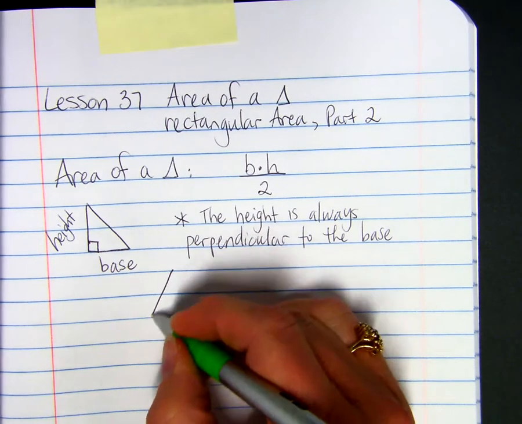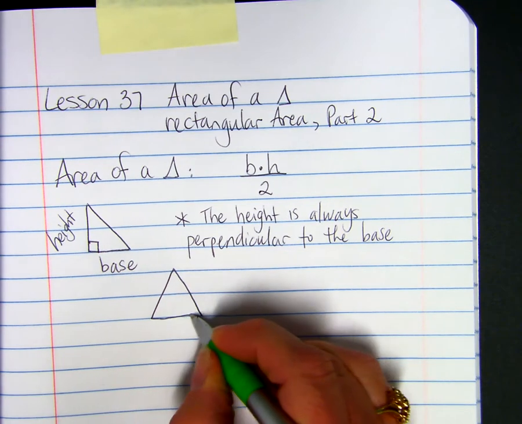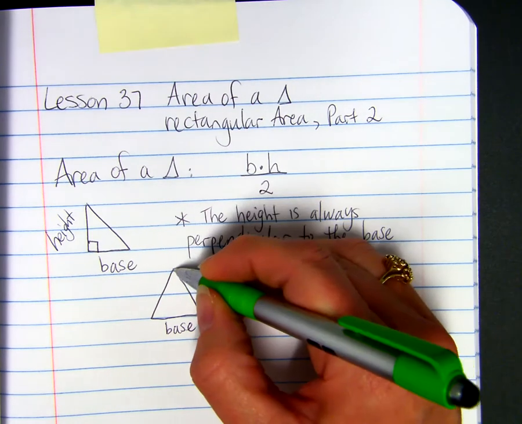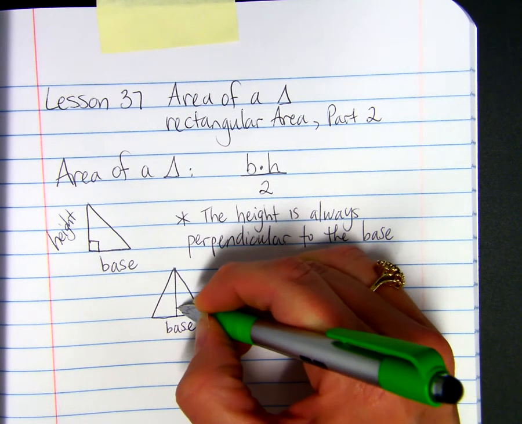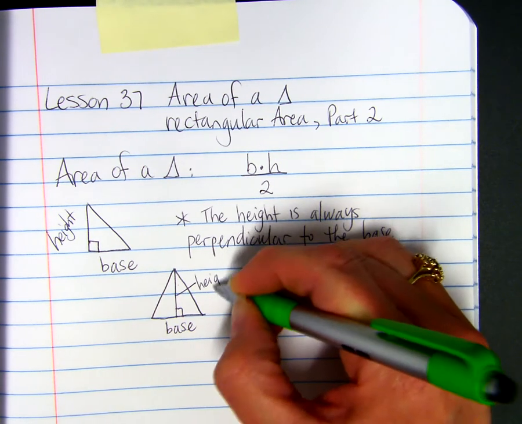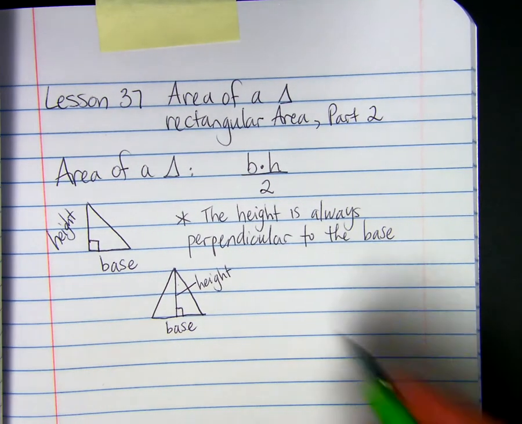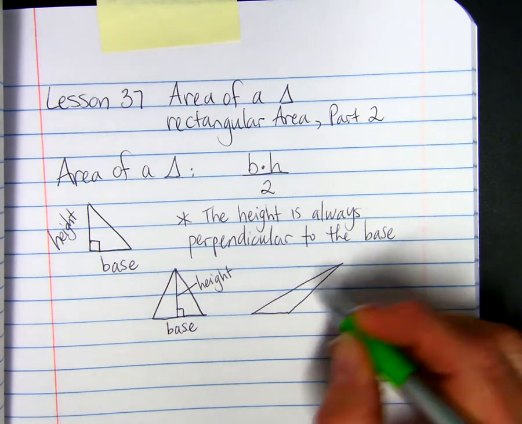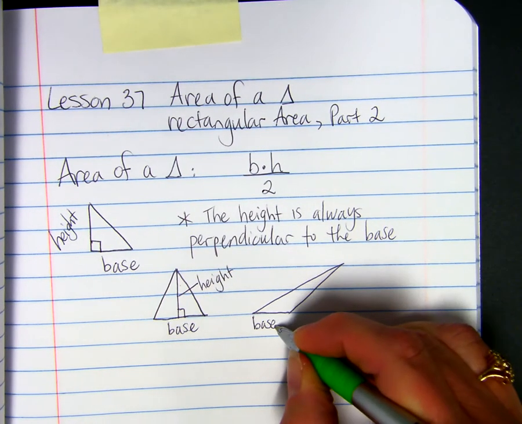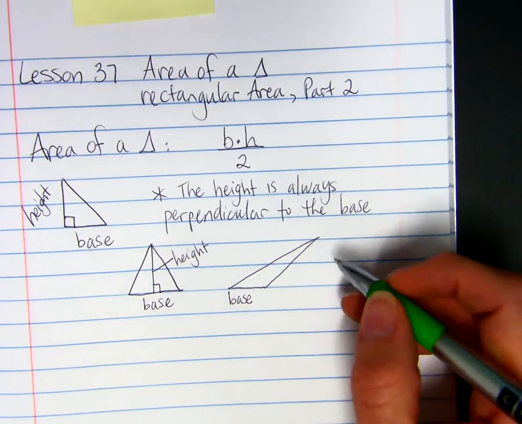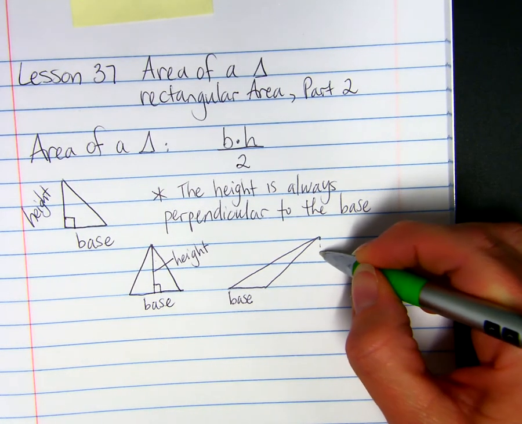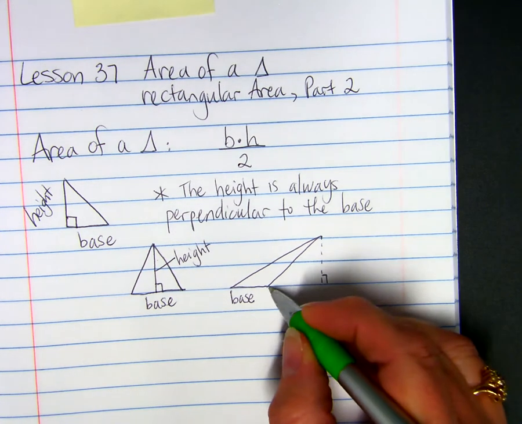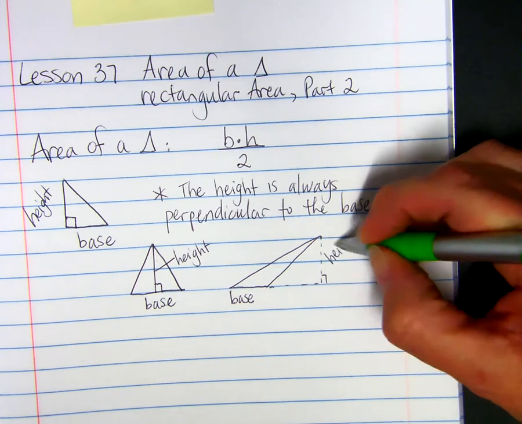So if we had an acute triangle, if this is considered the base, we would need to drop an altitude, so straight down needs to be perpendicular. This length would be the height. If we had an obtuse triangle, if this is the base, the height will have to come straight down from the opposite vertex and this length would be the height.